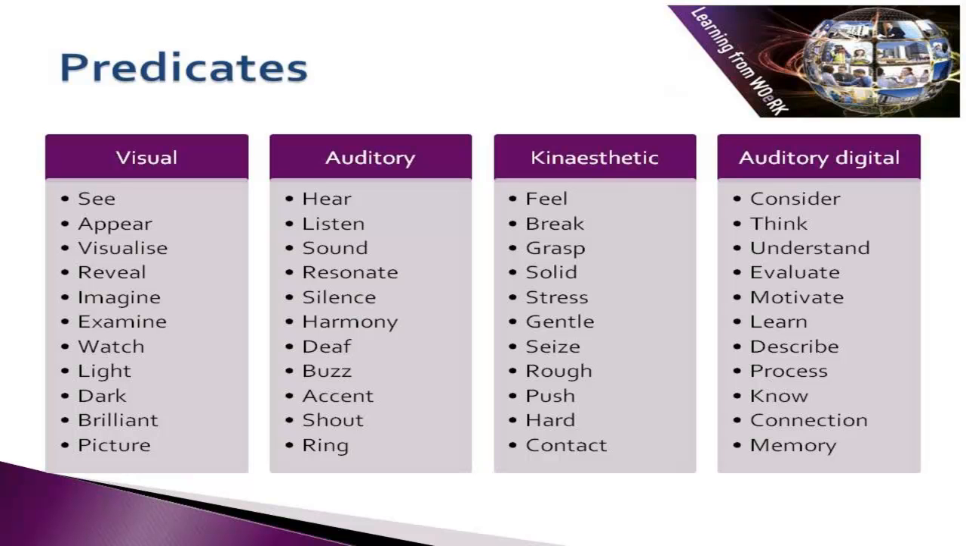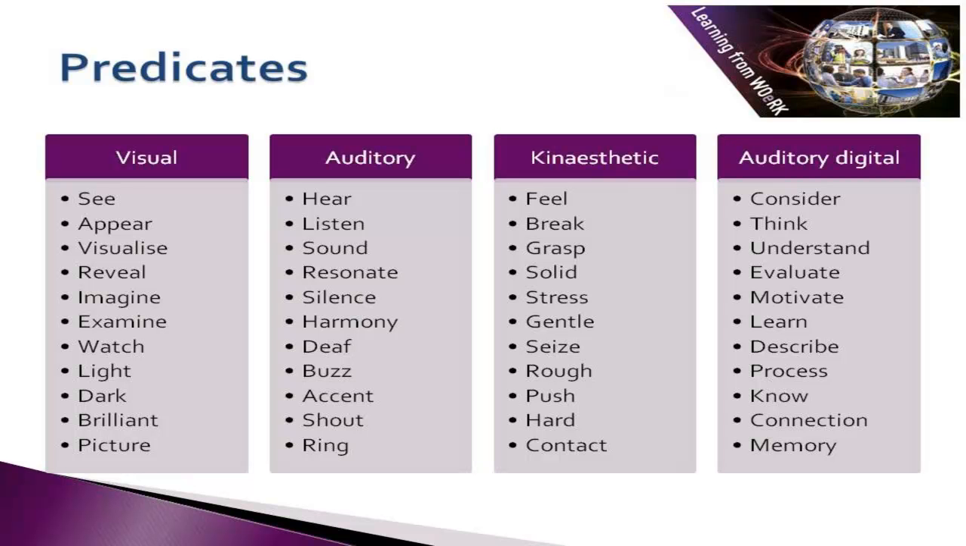So if someone is in visual, they say things like, "I see what you mean." Saying the same thing if they are in auditory, they'll say, "I hear what you're saying." In kinesthetic, they will say, "That feels right to me." And in auditory digital, they will say, "That makes sense to me." So in visual, you can use words like see, appear, that appears right to me, visualize, I can visualize that right now, reveal, that reveals a lot about the situation, imagine, examine, watch, light, dark, brilliant, that's a brilliant idea, and picture, oh, I can picture that now.